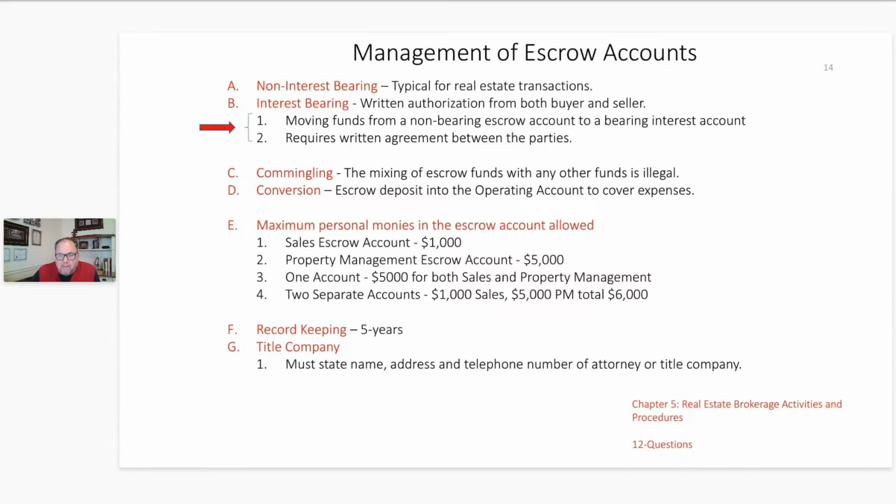All right, let's move on. Management of an escrow account. Very, very important section here. This comes out of Unit 5, Real Estate Brokerage Activity and Procedures. You got 12 questions, okay?